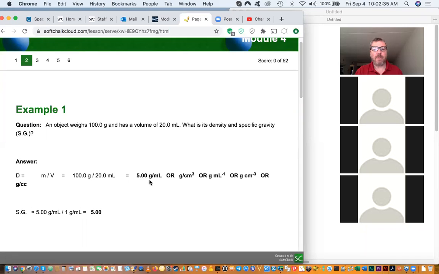Since it's grams and mils, we're more likely to use grams per mil as the unit, but these other ways of expressing the unit are also valid. You'll notice that we have grams per cubic centimeter or grams centimeters to the -3. The reason for that negative power is because it's on the bottom. And whenever we have something on the bottom, a power always becomes negative. Likewise here, grams mil to the -1 is the same as grams per mil.